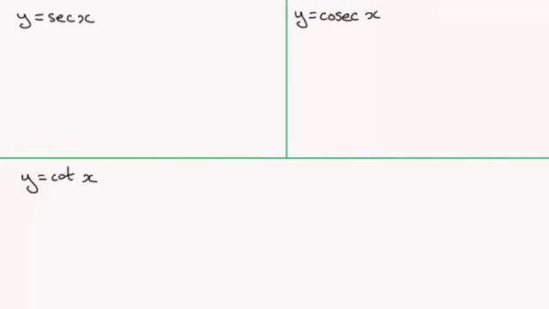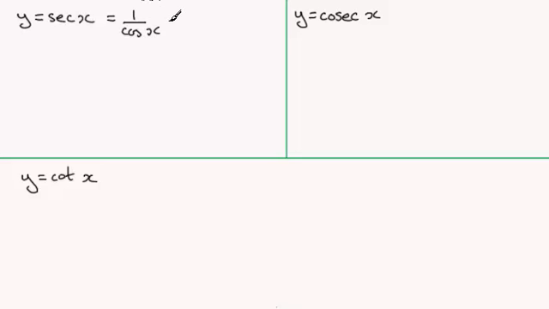Hi there. Now in this video what I want to do is show you how you go about deriving the results for differentiating the trigonometric functions sec x, cosec x and cot x. So let's start with y equals sec x, which is 1 divided by cosine x. So the reciprocal of cos x in other words.